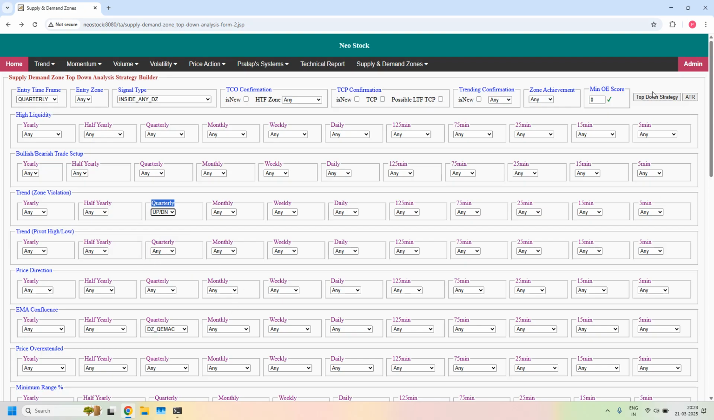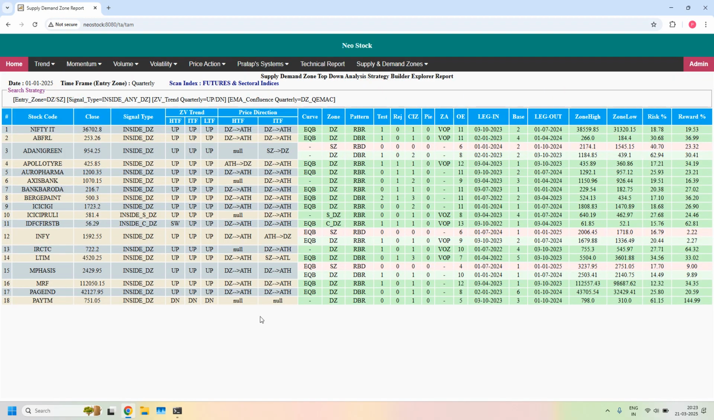So with these filters, out of 33, we got 18 stocks. So these 18 quarterly demand zones are having quarterly EMA confluence. And also the current price closed inside these quarterly demand zones.